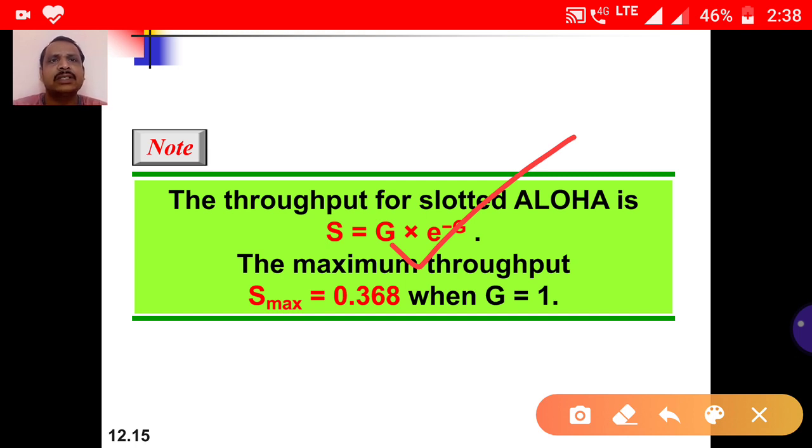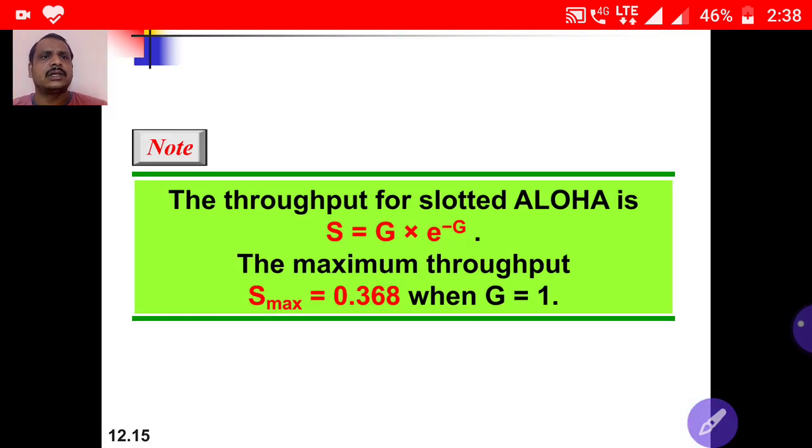Here, the maximum throughput is 0.368 when G is equal to 1. Previously, with G equal to half a frame produced during the frame transmission period, we could get a maximum throughput of only 18.4%. Here we get a maximum throughput of 0.368, which is 36.8%, when G is equal to 1, that is, one frame produced by the system during the frame transmission period. We'll see again.